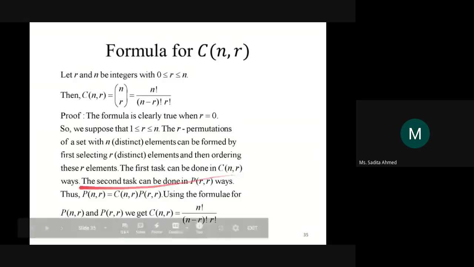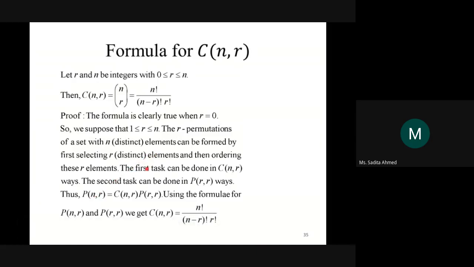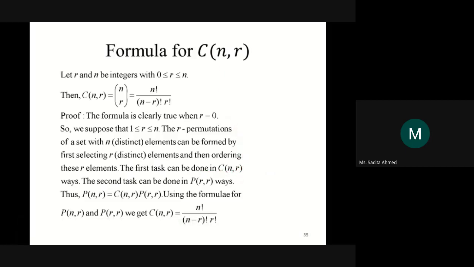So here, if you think about permutation and you break it down into 2 tasks, the first task is selecting the R objects. And in how many ways can you select R objects? You just simply select R objects in C n R ways. Is this clear with everyone? That the first task can be done in C n R ways? Yes, ma'am.